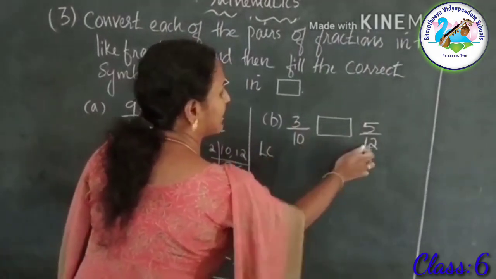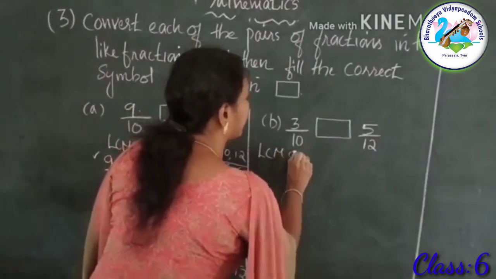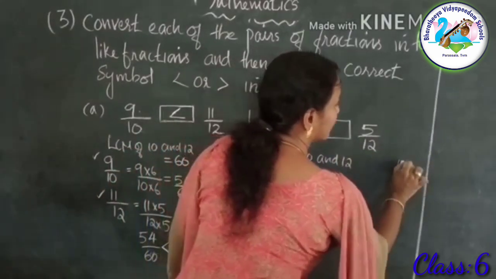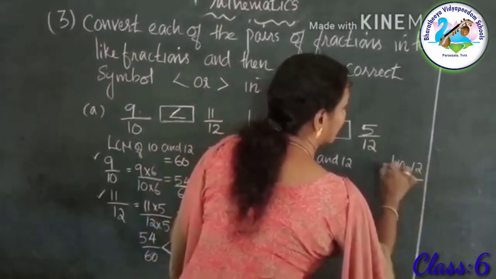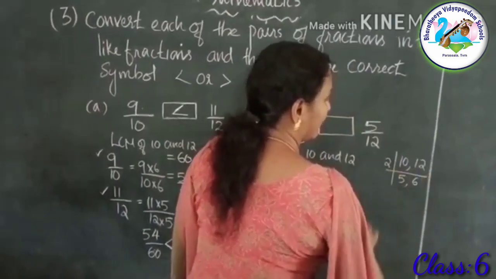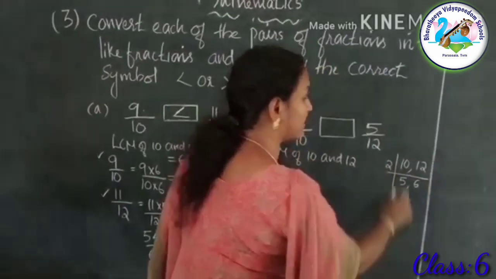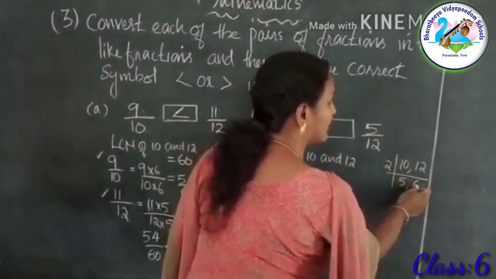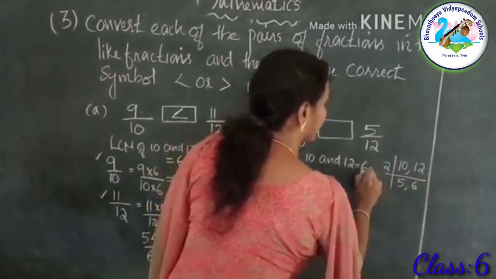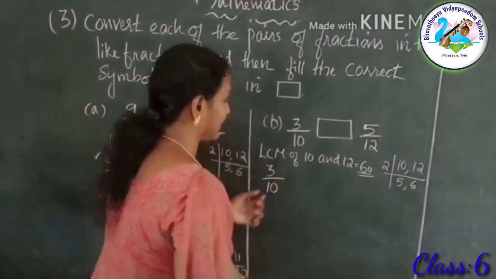First, 10 and 12. They are different, unlike fractions. So LCM of 10 and 12. Start with 2. 5 2s are 10 and 6 2s are 12. Then in 5 and 6 no common factor other than 1. So the LCM is 2 into 5 into 6. 2 into 5, 10. 10 into 6, 60. The LCM is 60.